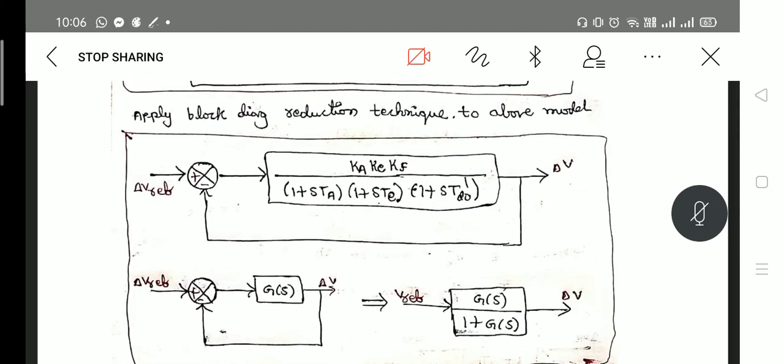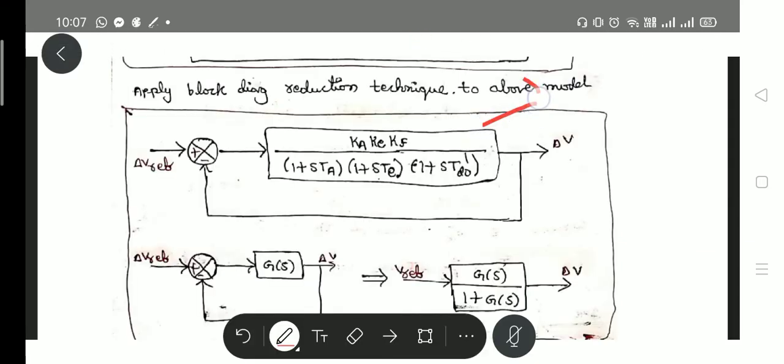Here we are applying the negative feedback. This is the G, and this is the H. H is 1, since no feedback element is there, so the H value is 1. This is the G; I am taking this as G of S.